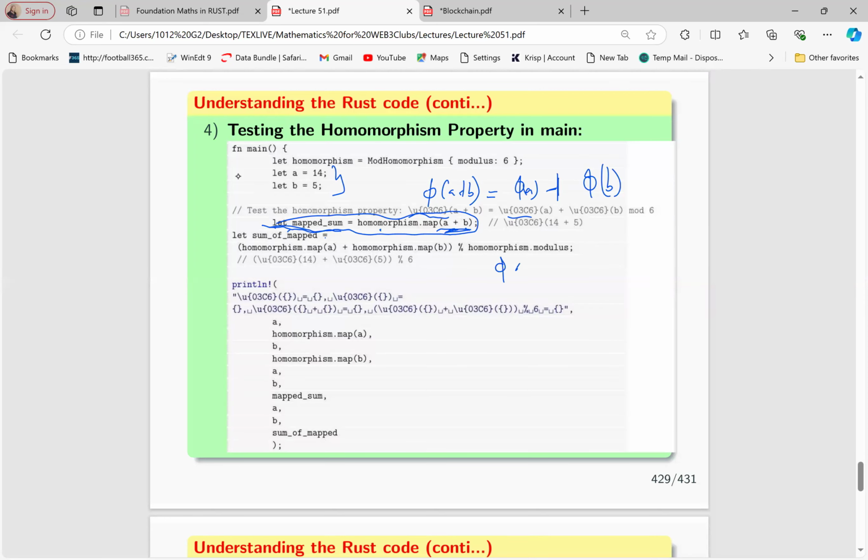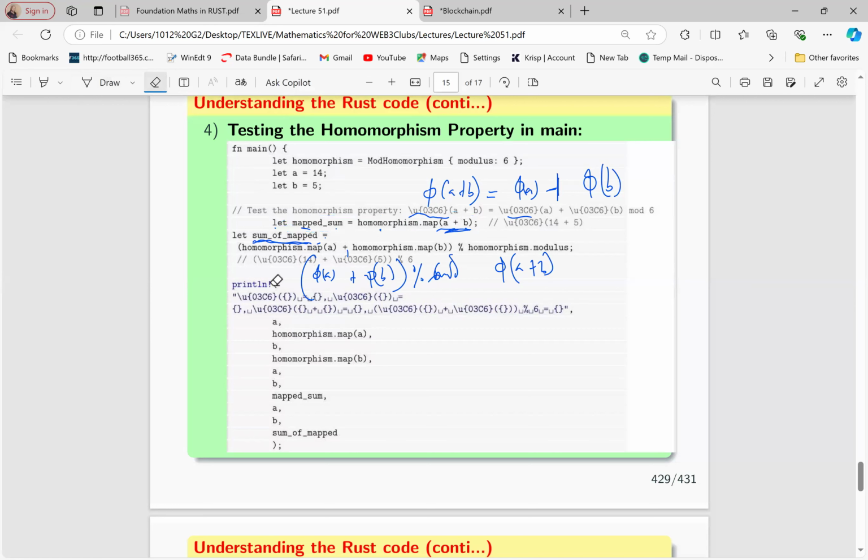And this is slightly different. It's called let sum of mapped. This one was mapped sum, so sum of mapped. So what was mapped? The sum of that. So that is what we've written here as 5a plus 5b. The result is divided mod 6 and we take the remainder. So that is what is happening in the main function.